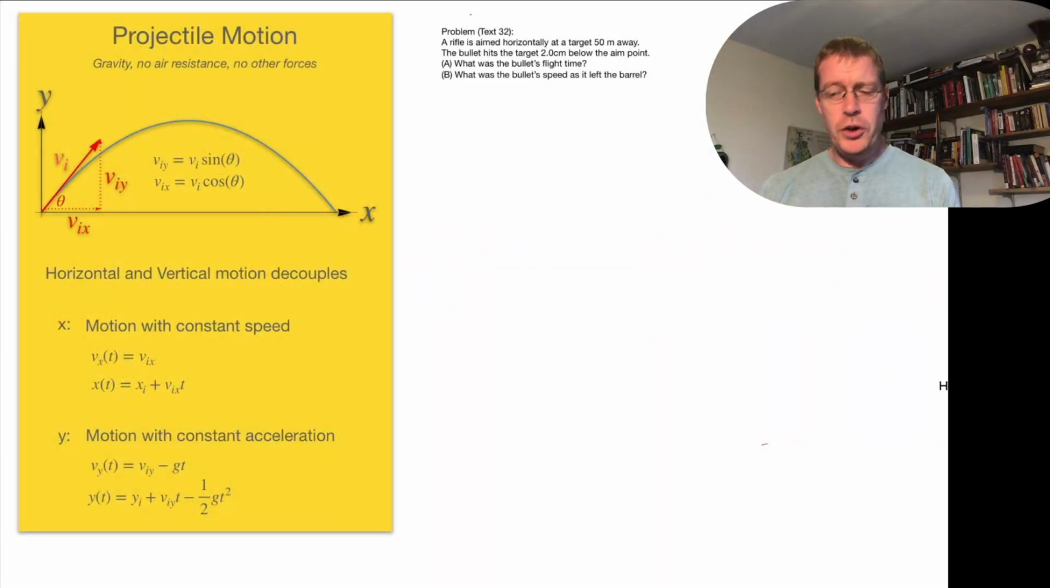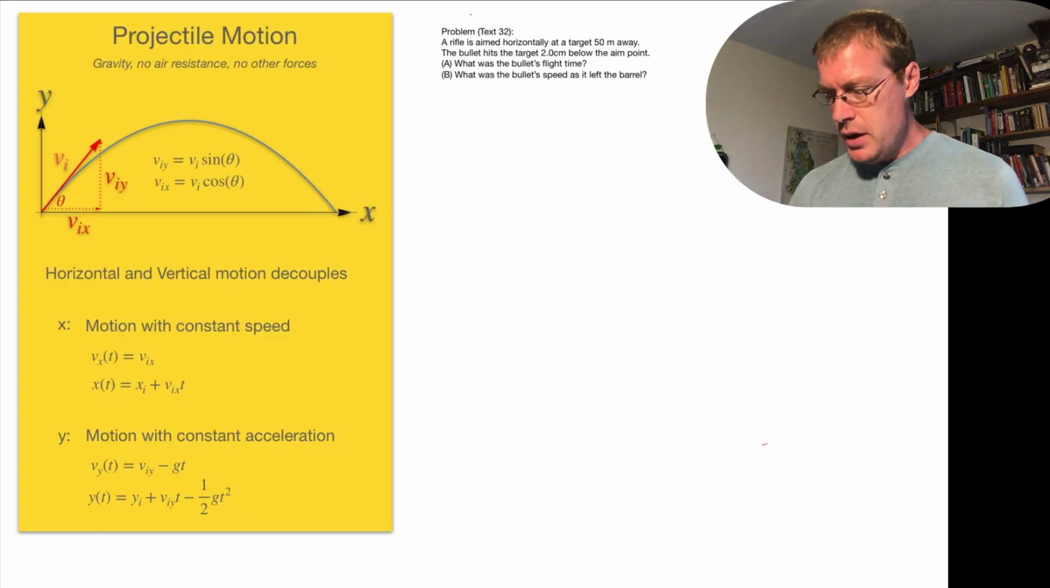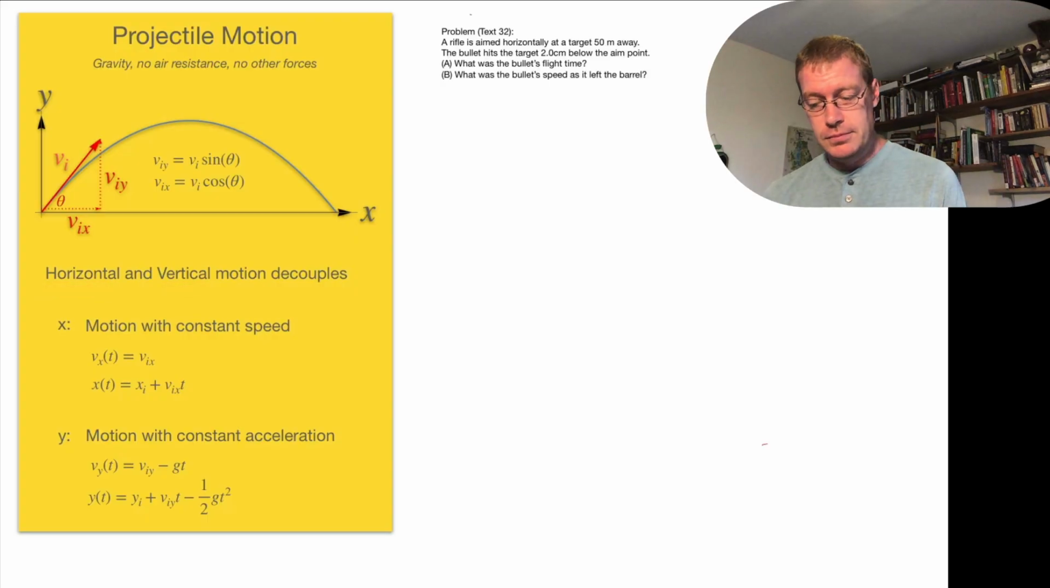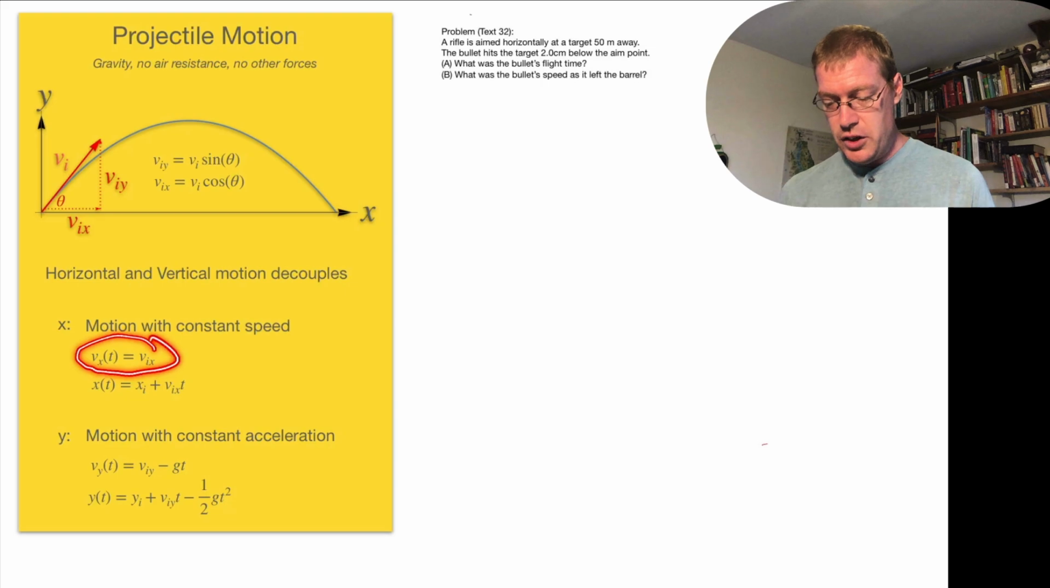I'm just going to demo solving a projectile motion problem. In most introductory physics courses, a projectile motion problem is one where there's gravity, no air resistance or other forces, and therefore the horizontal and vertical motions decouple. The horizontal motion is motion with constant speed, which means the horizontal velocity is constant at all times, and the horizontal position just increases linearly with time.